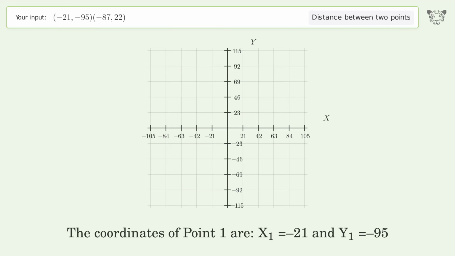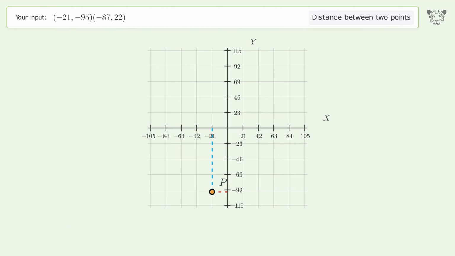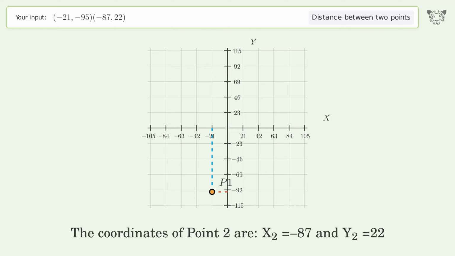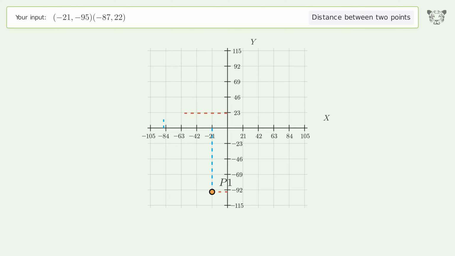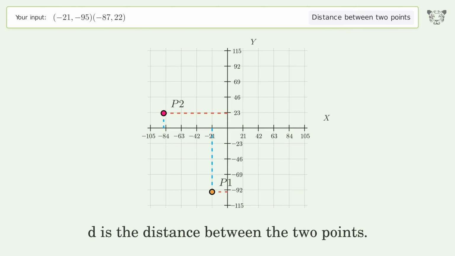The coordinates of point 1 are x1 equals -21 and y1 equals -95. The coordinates of point 2 are x2 equals -87 and y2 equals 22. D is the distance between the 2 points.